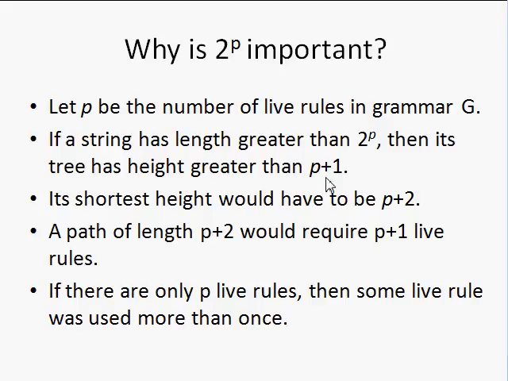So if a tree has height greater than p plus 1, then the shortest such tree would have to be height p plus 2. So we could rephrase that as if a string has length greater than 2 to the p, then its shortest tree would have to have a height p plus 2, because it has to be greater than p plus 1. And remember from our discussion on the previous slide, a path of length p plus 2 would require p plus 1 live rules. But there are only p live rules in the whole grammar. Therefore, some live rule had to be used more than once.